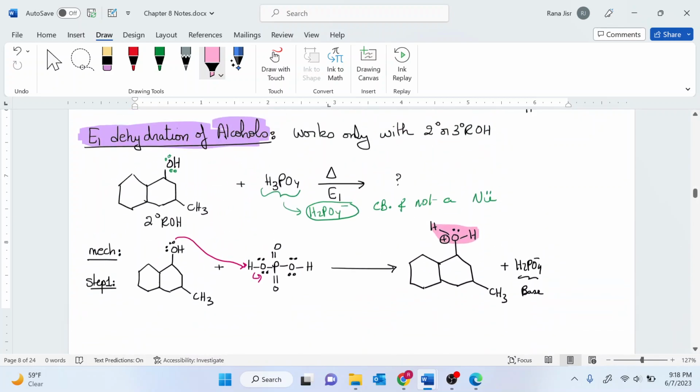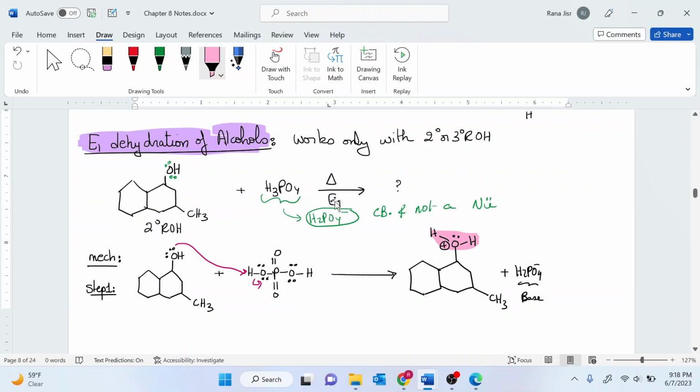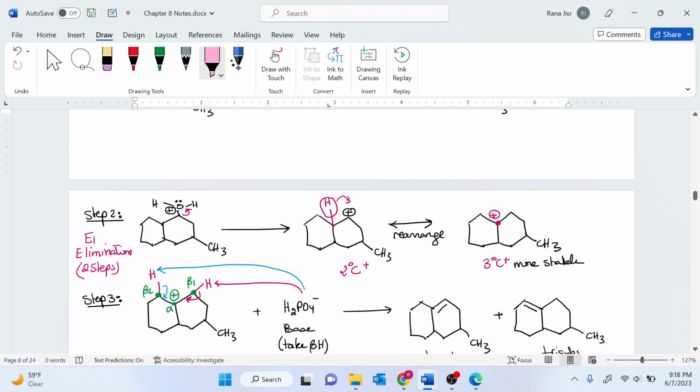Now, since it's an E1 reaction, then we know that E1 proceeds by two steps. After you do the protonation, you will have two steps. In the first step, your leaving group is going to leave. So this is exactly the same as whatever you've learned so far. The leaving group is going to leave and you're going to create a carbocation. Once you create a carbocation, check how stable your carbocation is, and then stabilize that carbocation by doing either a hydrogen shift or a methyl shift.